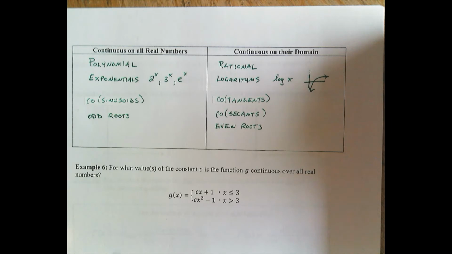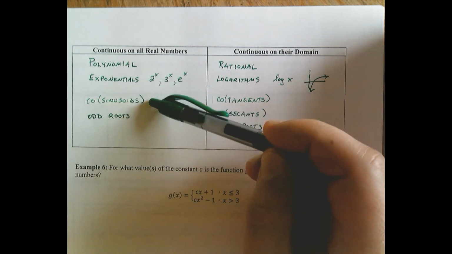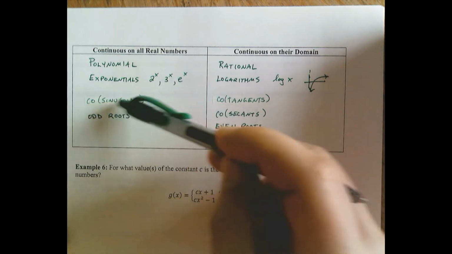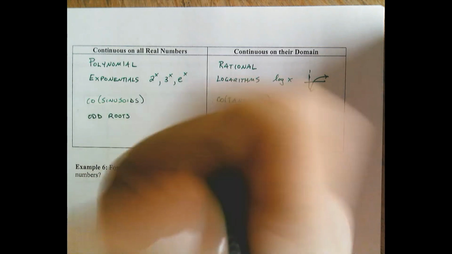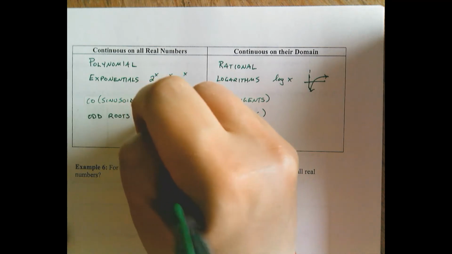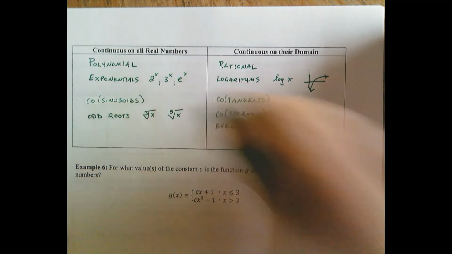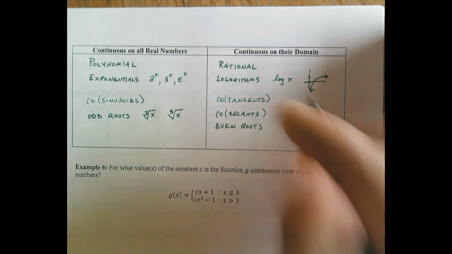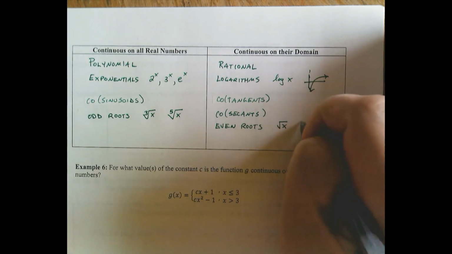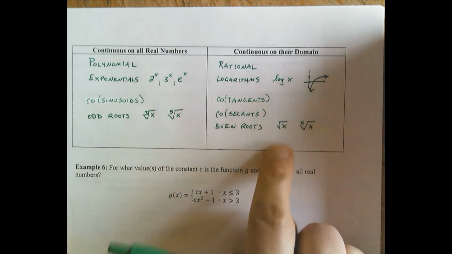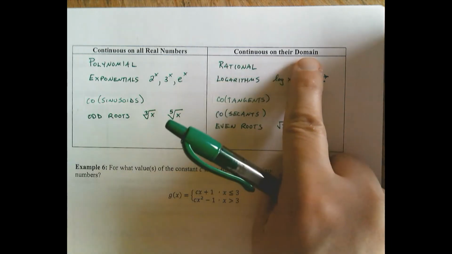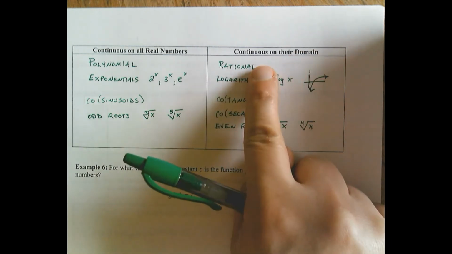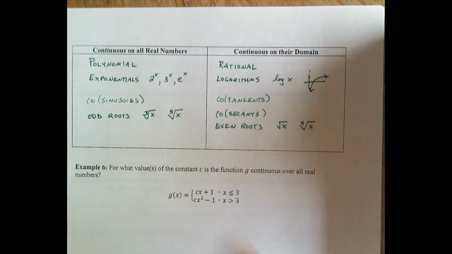I've listed out a couple more here. Sinusoids, as in sine and cosine, they're continuous everywhere. Odd roots, we're talking like the third root of x or the fifth root of x, as opposed to over here, even roots, square root of x, fourth root of x. We can't take the square root of a negative number, so there's a spot where the function does not exist, and thus restrictions to the domain. Thus it is continuous only on the domain. Okay?